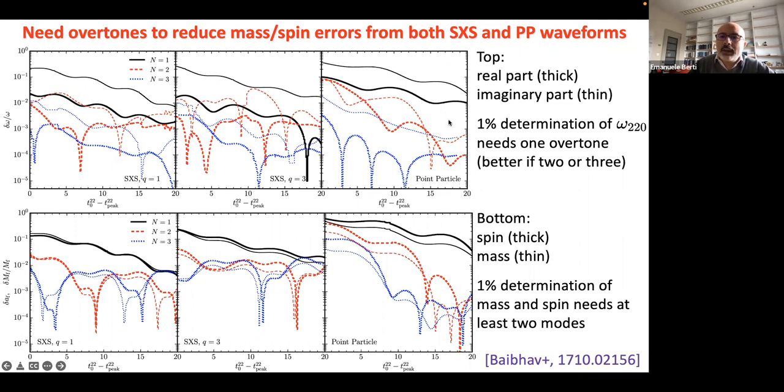However, you can do better if you include more modes. So the error on both the real and the imaginary part decreases a little bit, and it decreases even more if you include the next overtone. The behavior is kind of weird, but the errors get better. And the errors on the real and imaginary part can be translated into errors in the estimate of the mass and the spin. So your estimate of the mass and the spin, as you see in the bottom plot, also gets better when you include overtones. So we were arguing, if you want to look at both numerical simulations and data, you should include the overtones.